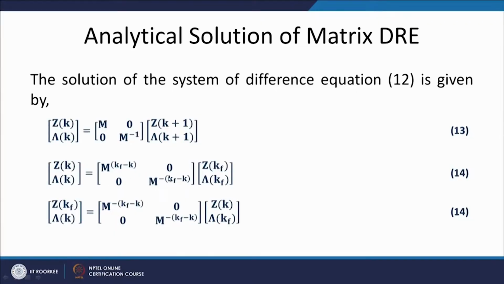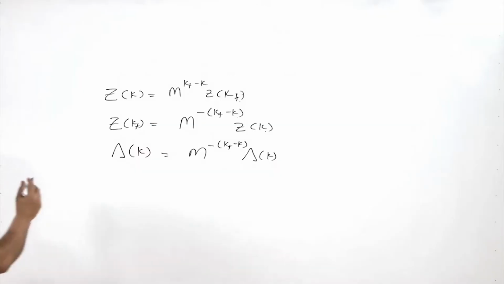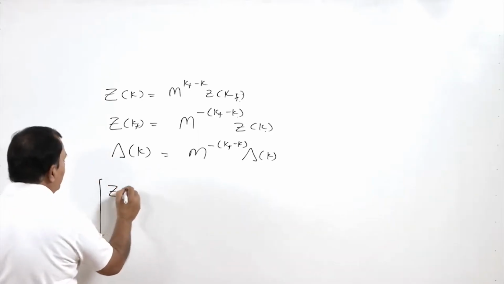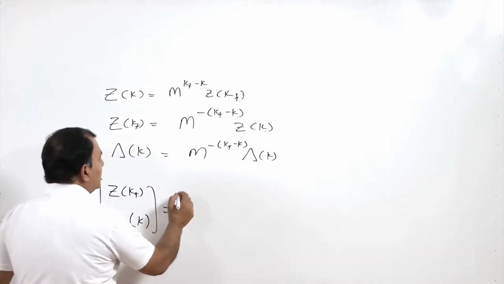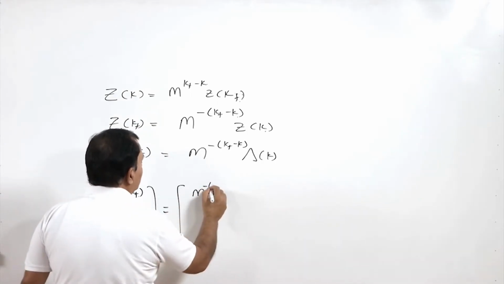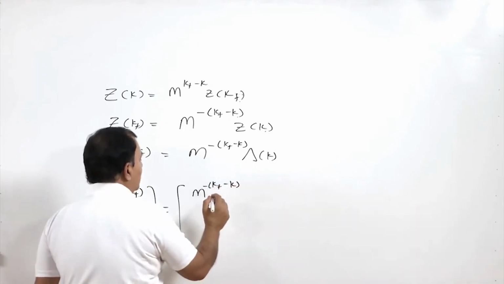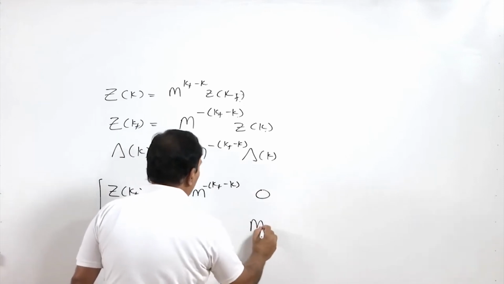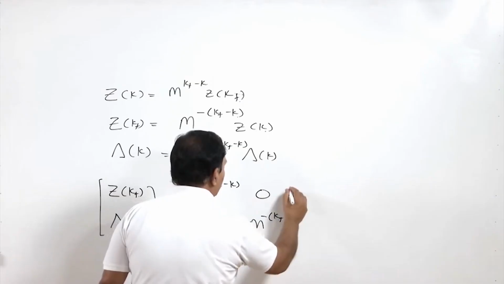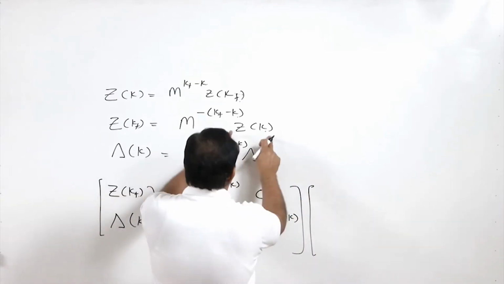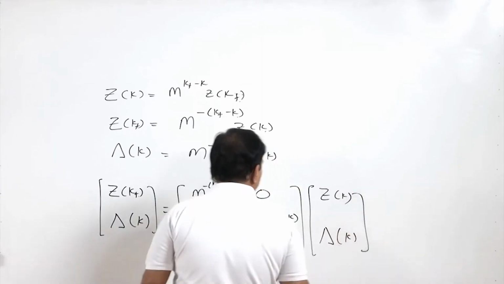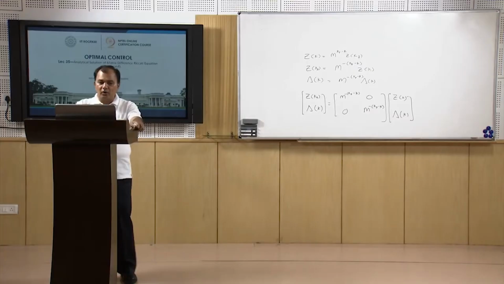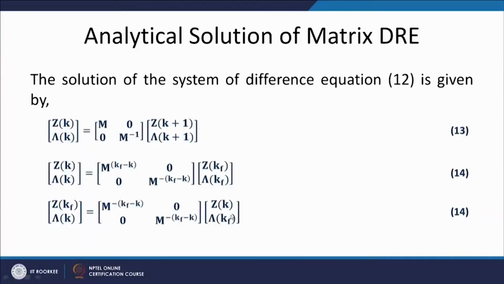This del(k) is 0 and m to the power minus (kf minus k) del(k), and now I am representing my system in terms of z(kf) and del(k). This will be nothing but the matrix [m to the power (kf minus k), 0; 0, m to the power minus (kf minus k)], and this side parameter will be now z(k) and del(k). So, this representation we can transform into z(kf), del(k) in terms of the z(k), del(kf).